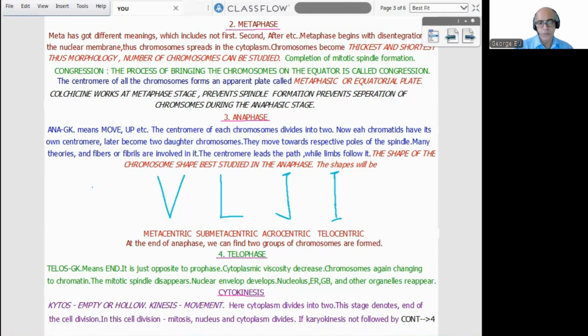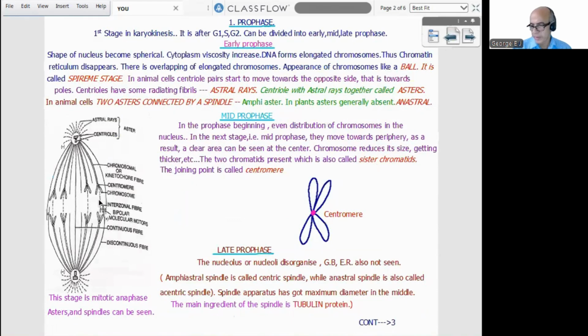Ana in Greek means move, up or separate. The centromere, in this diagram you can find it, this one. The centromere of each chromosome divides into two. That is why we got two chromatids. Here it gets split. Now each chromatid, after separation, has its own centromere and later becomes a daughter chromosome. They move towards the respective poles. See to which place they are moving, from center to periphery, the respective poles of the spindle.